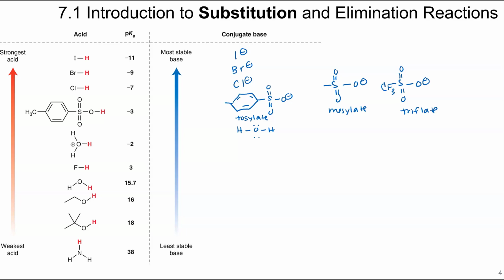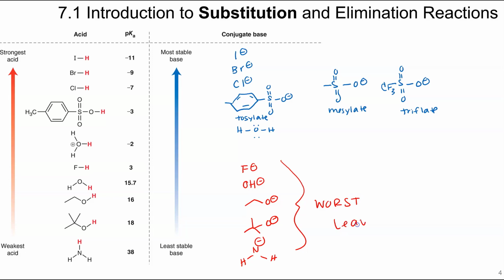The bad leaving groups are ones that cannot stabilize the charge very well. Bad leaving groups are F-, OH-, ethoxy-, tert-butoxy- or tert-butoxide, and NH2-. Even though these atoms are electronegative, they really can't stabilize the charge that well, especially compared to larger electronegative atoms. So these are the worst leaving groups. And these are the best.